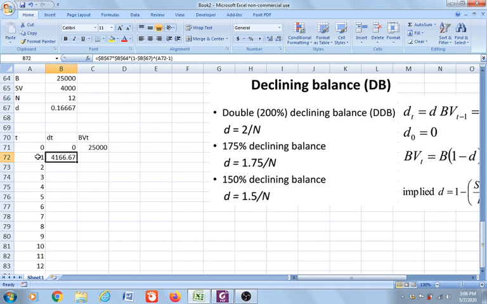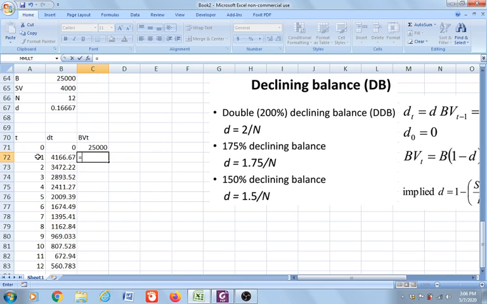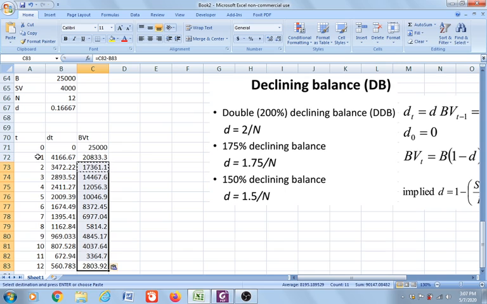Now we will calculate the depreciation charge for every year, so we will just copy and paste everything. The book value in year 1 is just the book value in year 0 minus the depreciation charge in year 1. The book value in year 2 is just the book value in year 1 minus the depreciation charge in year 2. And we will copy everything down. Okay, so that's what we have.